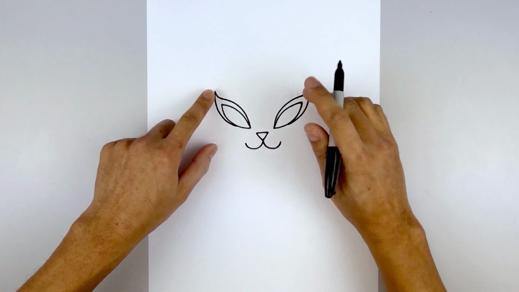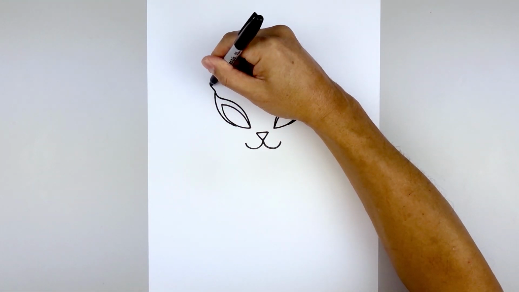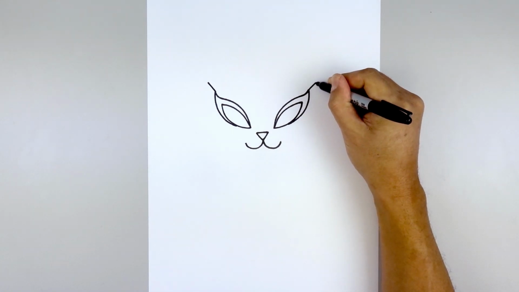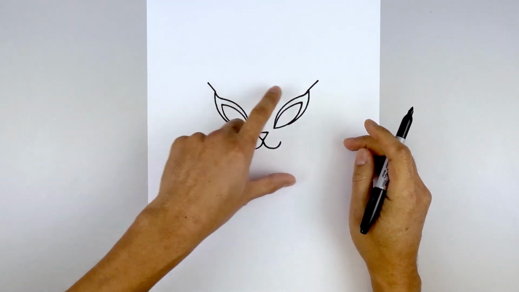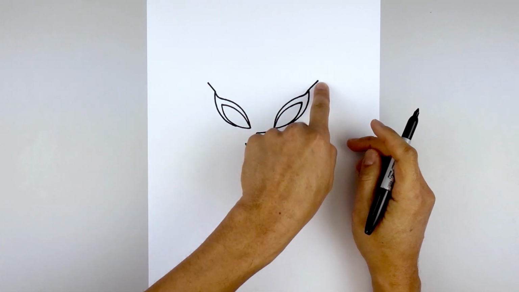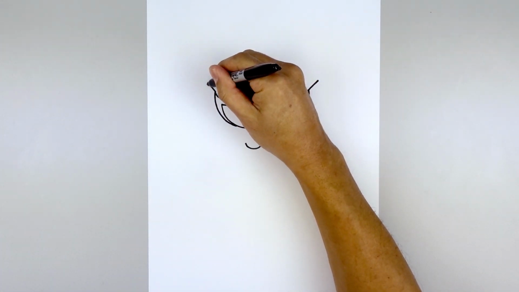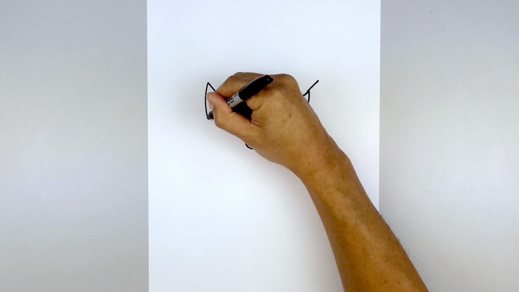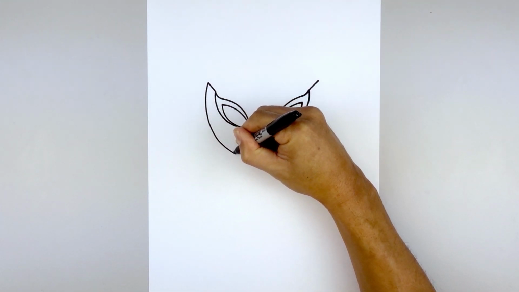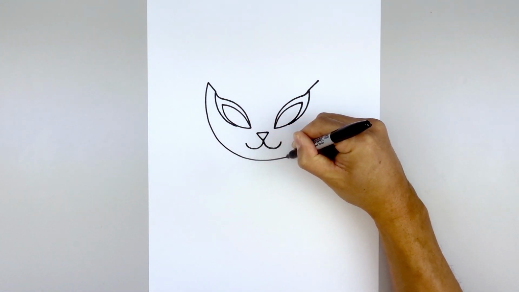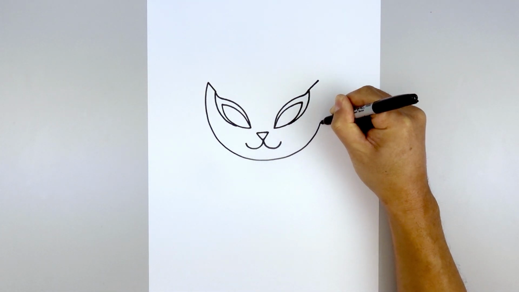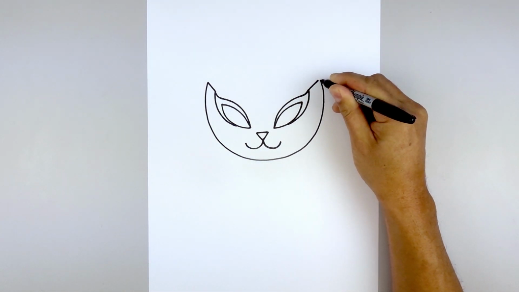Let's move back to the top corners of the eye. I'm going to angle up and out with a short line towards the side of the head. Now we want to connect these two lines with a curve, almost like a circle going around. So let's start on the left side. Curve around. I'm going to come down underneath the mouth. And then we're going to go up and then in on the right side.